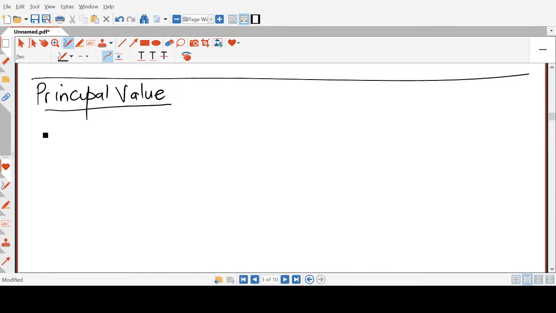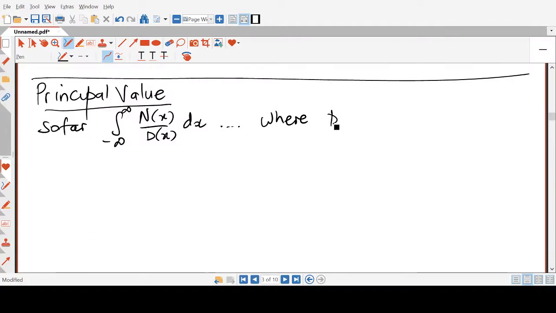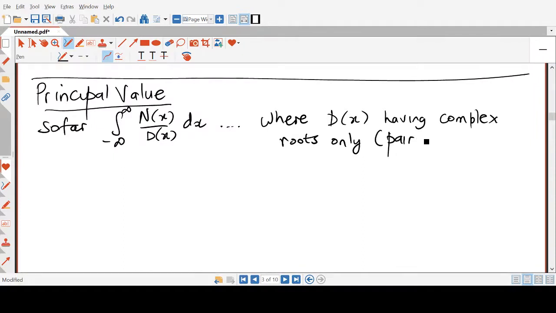So far we have had the integral of N of x over D of x, and now we can even have a sine and cosine stuck in there as well, dx. But thus far we have dealt with D of x having complex roots only. And they are obviously going to be in pairs, because complex roots appear in conjugate pairs. So there will be an even number of brackets.